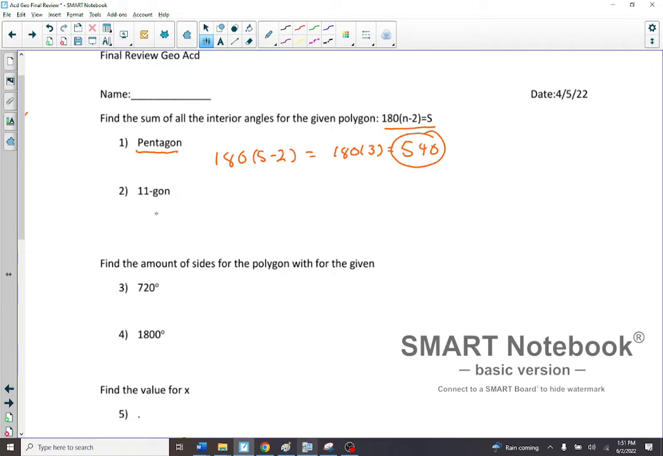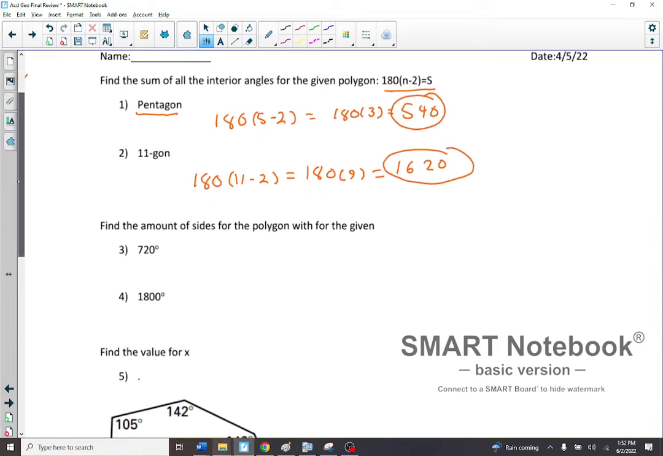And the next one, you add 2. For this one, number 2, is going to be 180. It's 11-gon. 11-gon just means it has 11 sides. So 11 minus 2, which is 9, 180 times 9, which is 1620. Again, you have your calculator. You can do the multiplication. What's the opposite where you add the two?